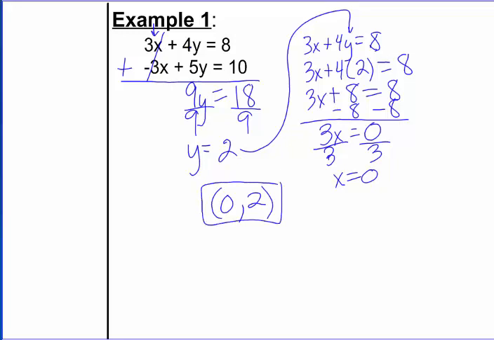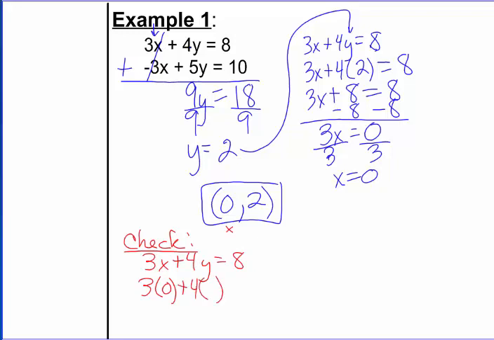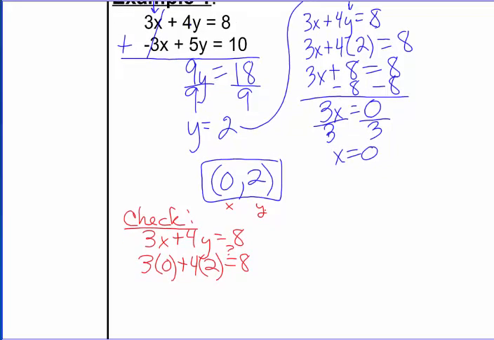Make sure the x value goes first and the y value goes second. And don't forget to check your solution, and when you check your solution, you have to check it in both equations. So we have 3x plus 4y equals 8. So 3 times the x value is 0, so we're going to plug the 0 in. 4 times the y value is 2, so plug in the 2, and then you're going to check to see if that works. So 3 times 0 is 0, 4 times 2 is 8, equal to 8. 0 plus 8 is 8, so we get 8 is equal to 8. So that one does work.